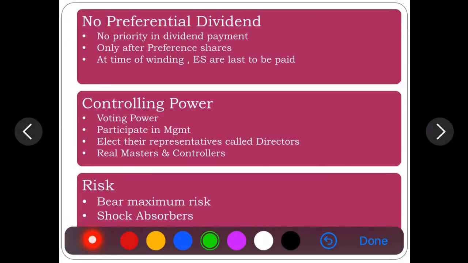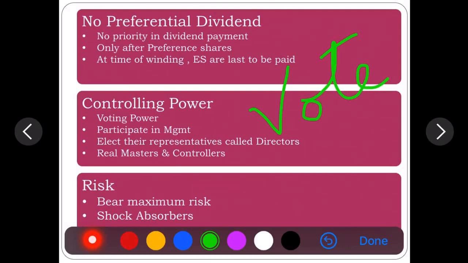The next feature talks about no preferential right. Yes, equity shareholders को preference shares के मुकाबले कोई भी preference नहीं है, ना dividend payment में और ना ही वाइंडिंग अप में. They are the last to be paid. Talking about controlling power. क्लास, note the power to vote is the main power.